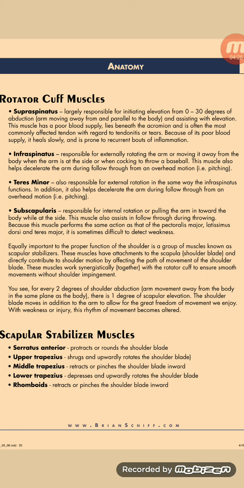Scapular stabilizer muscles. Serratus anterior protracts or rounds the shoulder blade. Upper trapezius shrugs and upwardly rotates the shoulder blade. Middle trapezius retracts or pinches the shoulder blade inward. Lower trapezius depresses and upwardly rotates the shoulder blade. Rhomboids retract or pinch the shoulder blade inward.